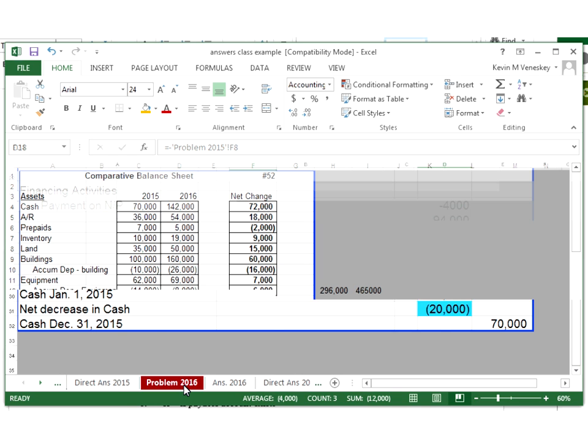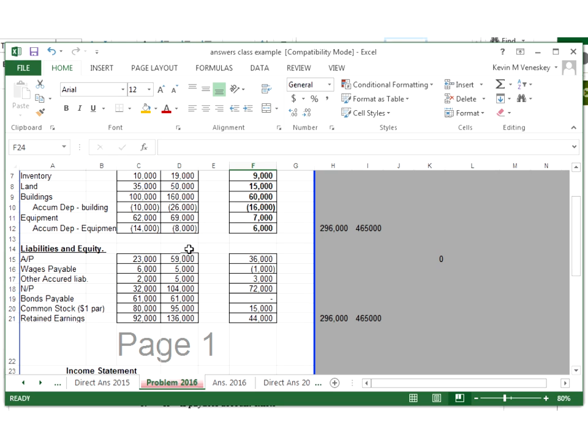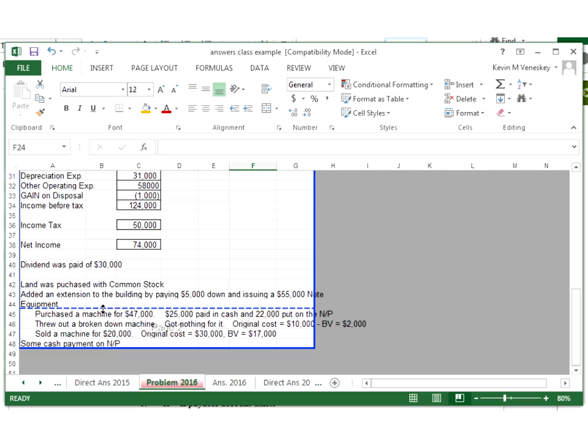Now notice I do have a separate problem here, and I'll leave this one for you to go through on your own. I'll just highlight a few items. Not everything involves cash, so you're going to want to go through some of these. Maybe we should. I'm going to do this one and look at it from just maybe the investing side of things, kind of help you out, and I'll do it for the investing section.